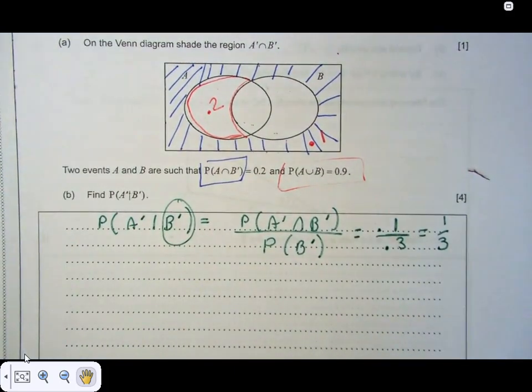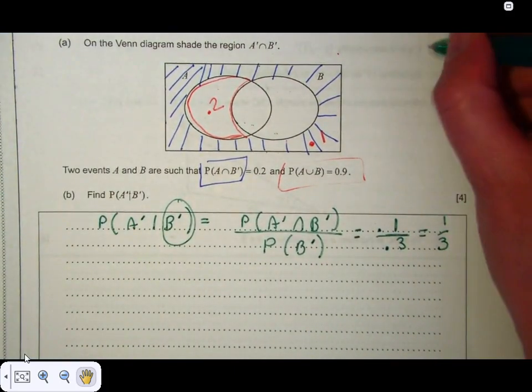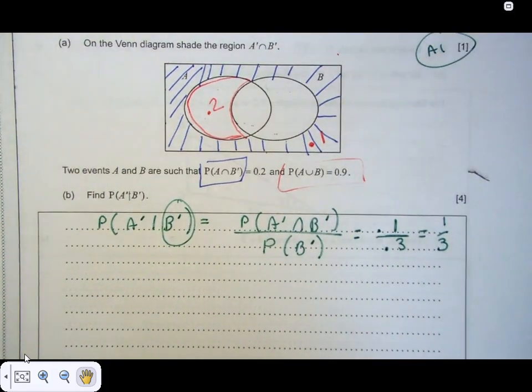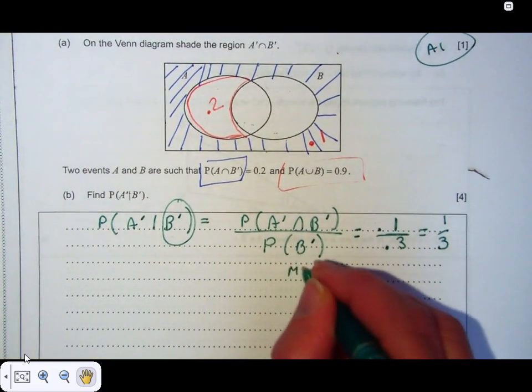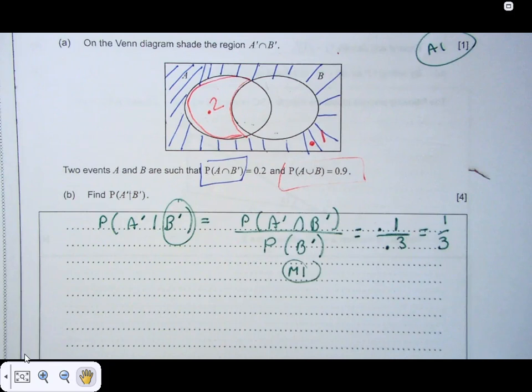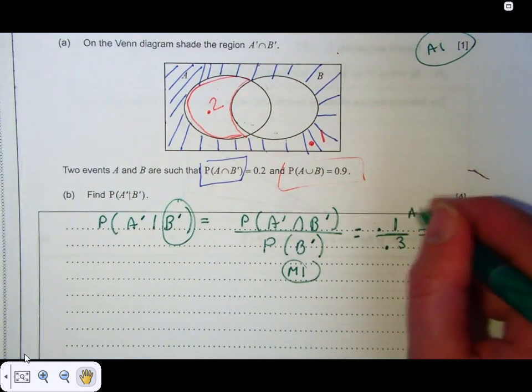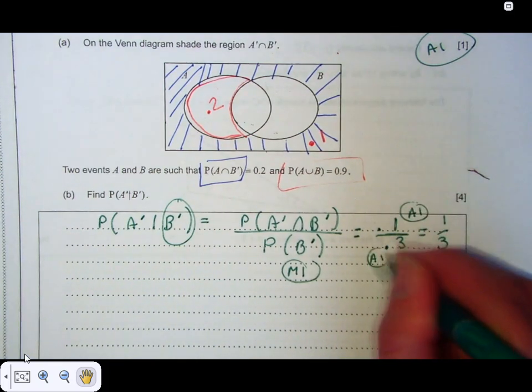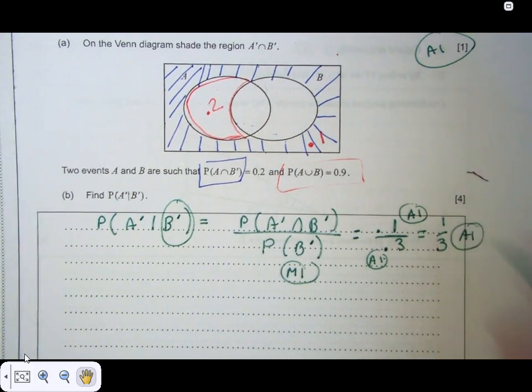Okay, so the marks were, you got 1 mark for shading, and then you got 1 mark for method, realizing it was a conditional probability, 1 mark for the numerator, 1 mark for the denominator, and 1 mark for the final answer.